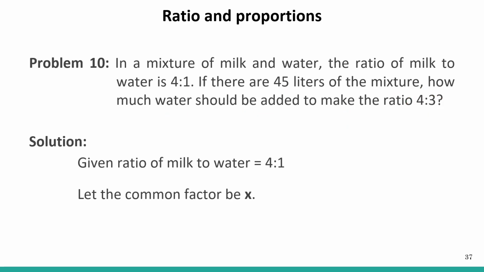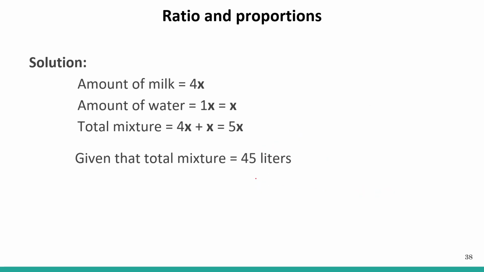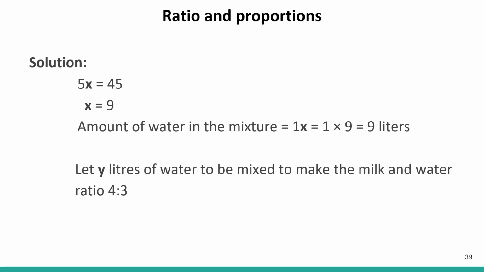Let's see. This is a new kind of problem. Let's see the solution. The given ratio of milk to water is 4:1, and we need to convert it to 4:3 with 45 liters of mixture. So let the common factor be x. It will be 4x plus 1x, which is 5x. Given that the total mixture is 45 liters, x is equal to 9. So the amount of water in the mixture will be 1x, which is 1 into 9, that is 9 liters.